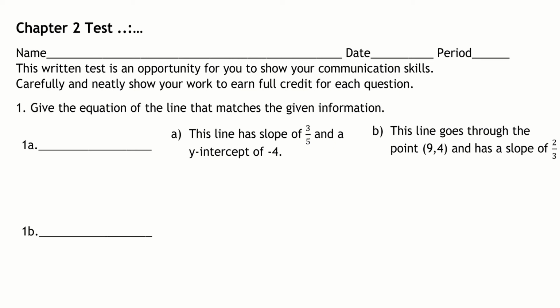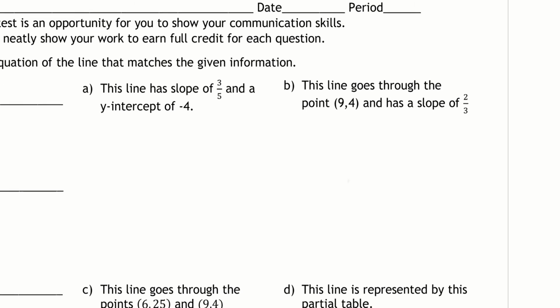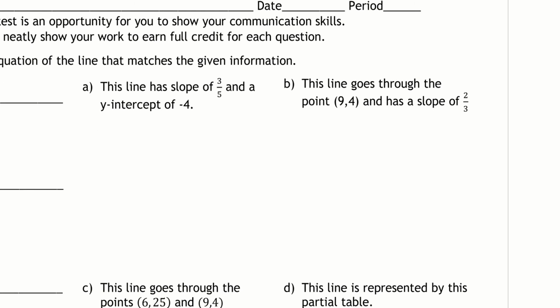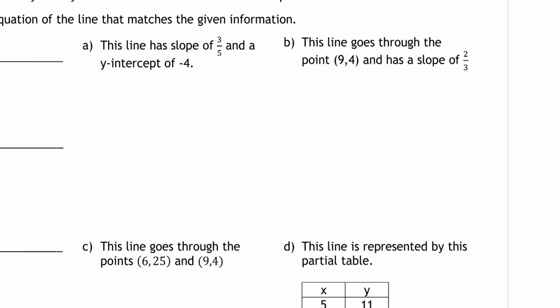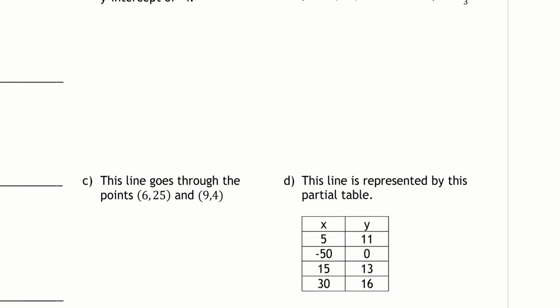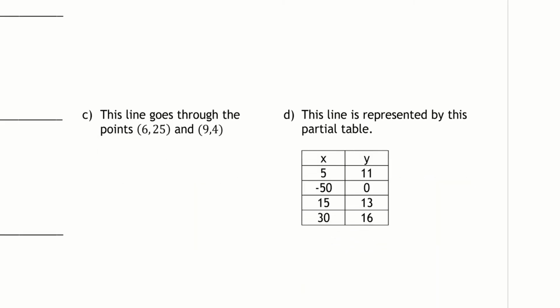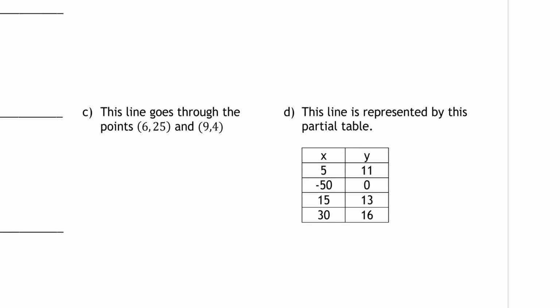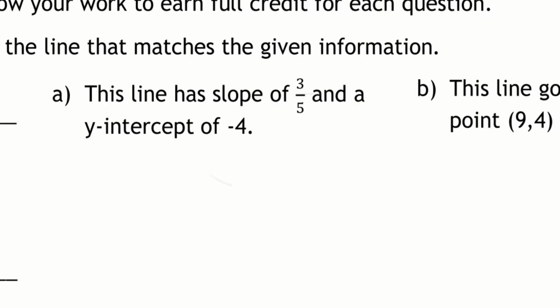Question 1 says, give the equation of a line that matches the given information. So I'm going to give you some information and I want to come up with an equation that fits that situation. Big picture, the first part, A, I give you a slope and y-intercept. B, I give you a point that is on the line and the slope. Part C, I give you 2 points that are on the line. And then part D, I give you a table of values that all these points live on the line. So let's start with part A.